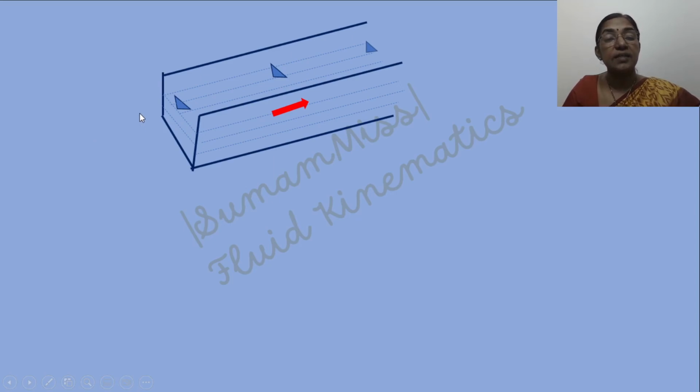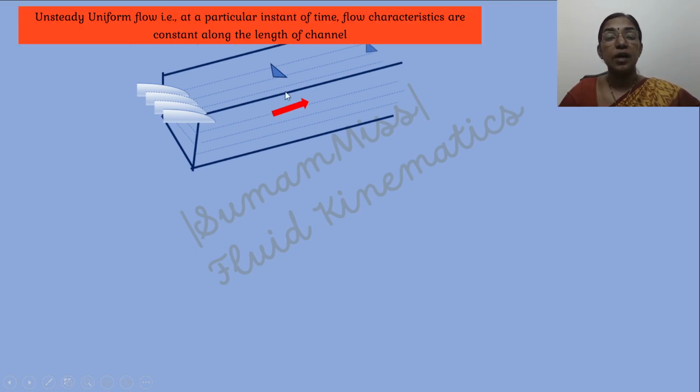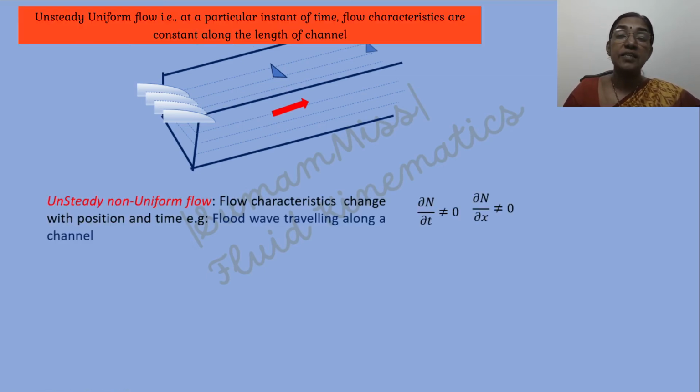Now to this channel, some flood is entering. During the travel of this flood wave, the flow characteristics are changing with respect to time. So it is an example of unsteady uniform flow. The flow taking place through a river during heavy rain is an example of unsteady non-uniform flow. For a natural river, the cross section is changing from section to section and the flow rate is also varying. So the flow becomes unsteady non-uniform during the rainy season in a river.